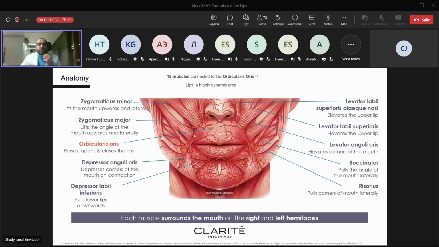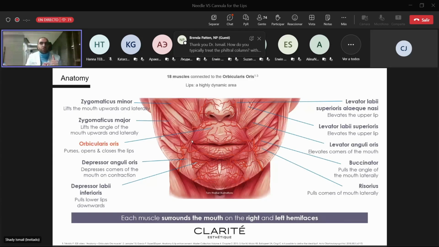We'll also have the depressor anguli oris, the DAO, and the depressor labii inferioris. So all the connections of these muscles are very important for expression and for how we express our movement using lips. Keep in mind, this is a highly expressive area. You need to understand the rheology of your fillers.